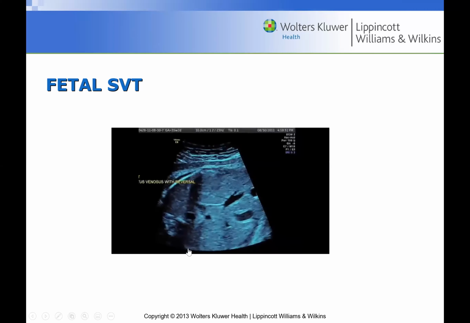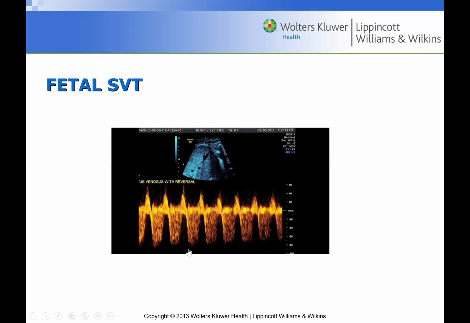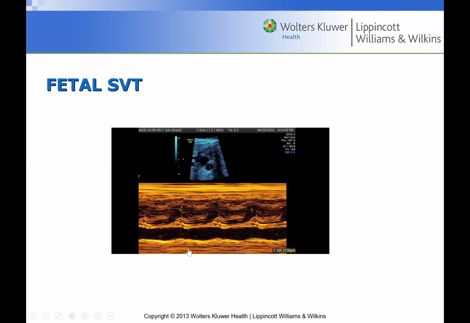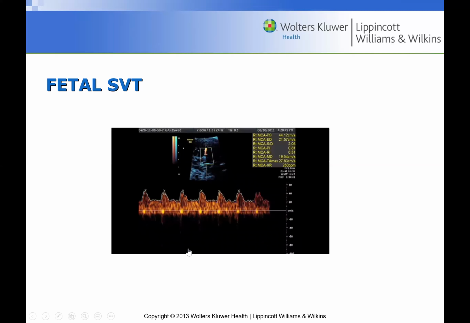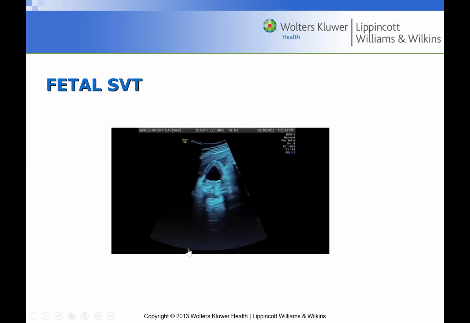Now looking at the abdomen, we can use the abdomen to look at the ductus venosus, which you'll notice is completely reversed in the A wave. Using the M mode is a good way to time, and using the MCA is a good way of looking at the heart function.